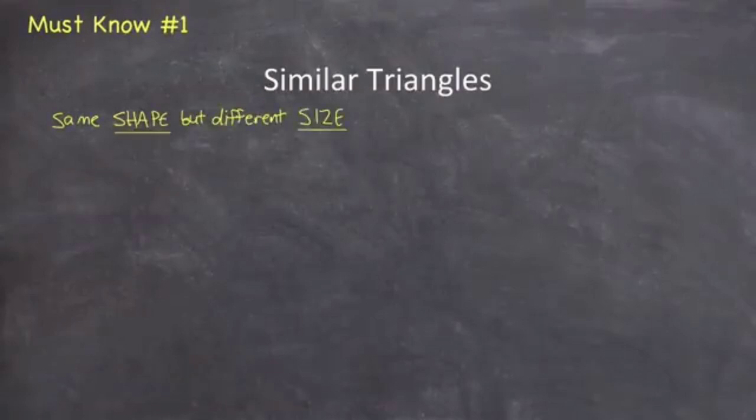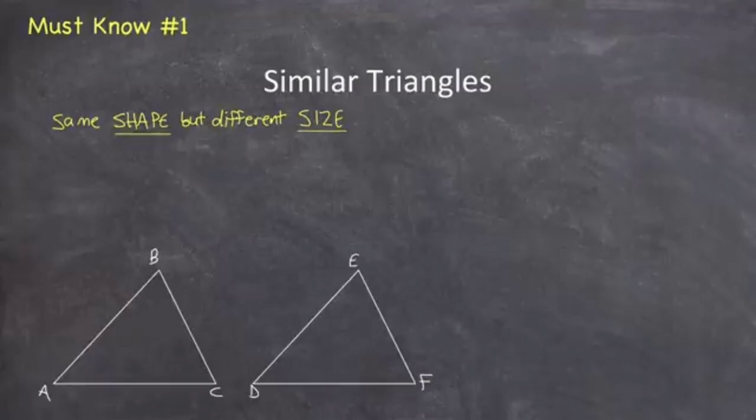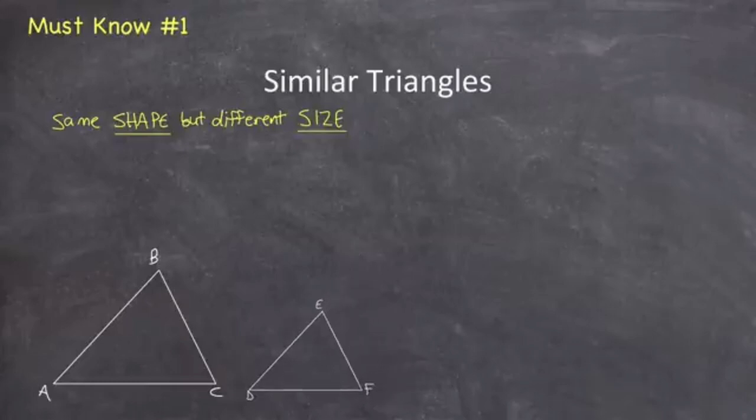Let me draw 2 triangles so you can see what I mean. Now I've started by drawing these 2 triangles the exact same size and shape, so they're congruent. If I were to take triangle DEF and make it smaller without changing any of its angles, so keep the shape the exact same, it is still similar to triangle ABC.